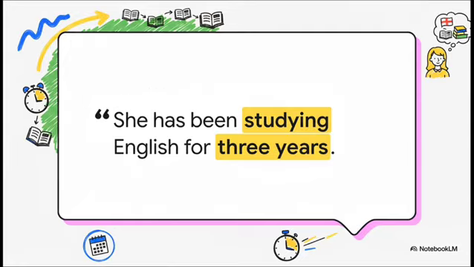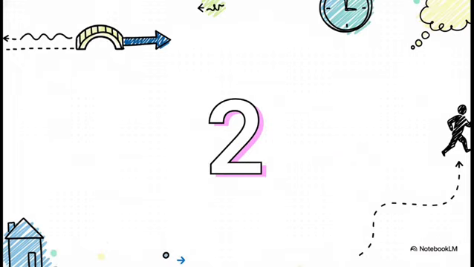We use this for an action that started in the past and, this is the key, is still going on. She started studying English 3 years ago, and she hasn't stopped. The little clue words that often signal this are for, which tells you a duration, and since, which tells you the starting point. Okay, let's move on to our second construction site.